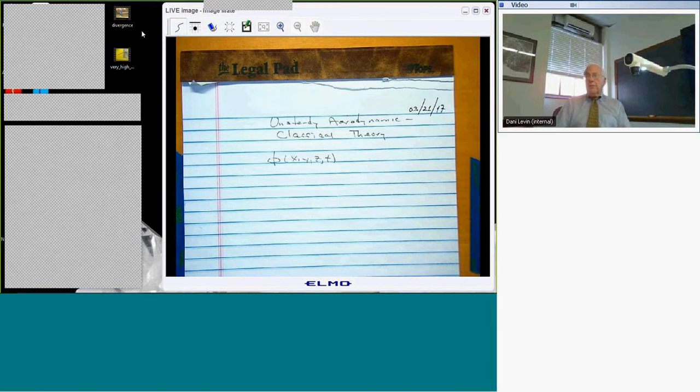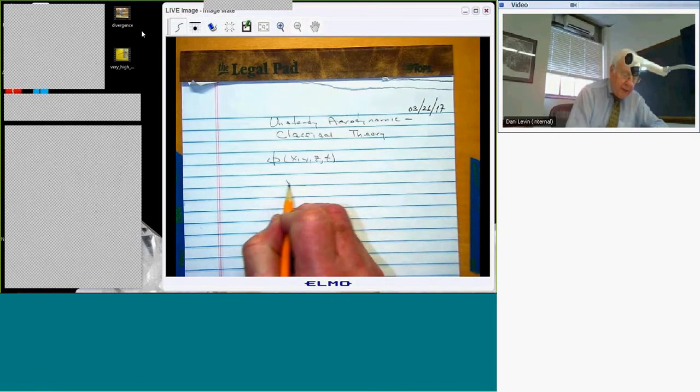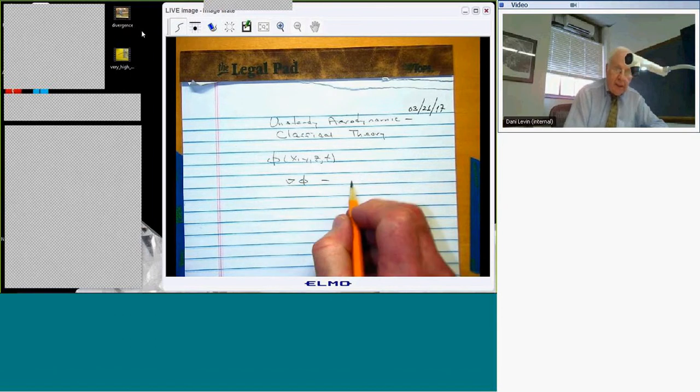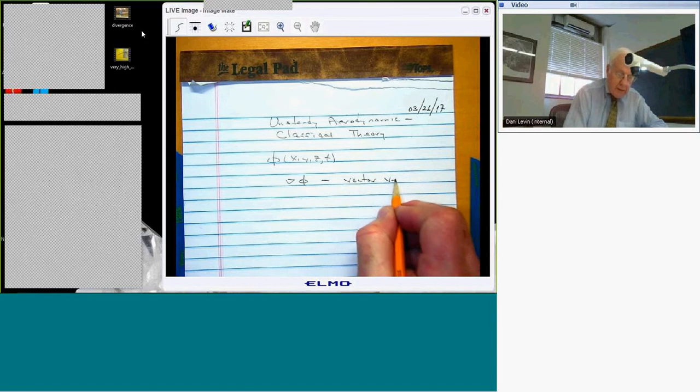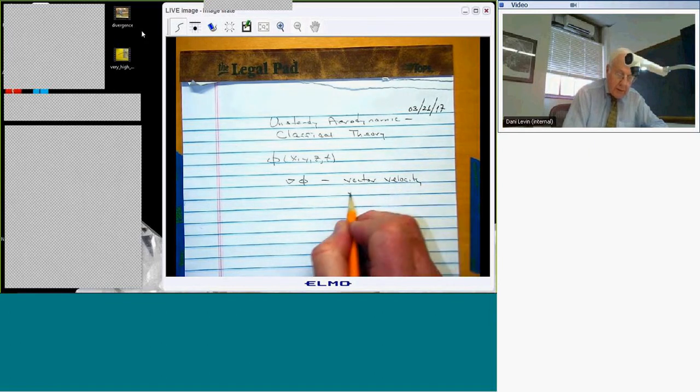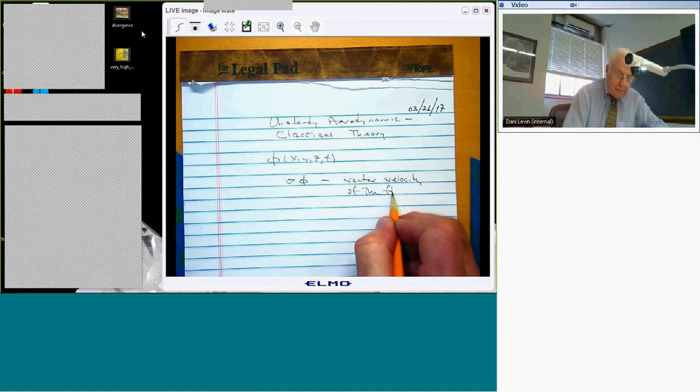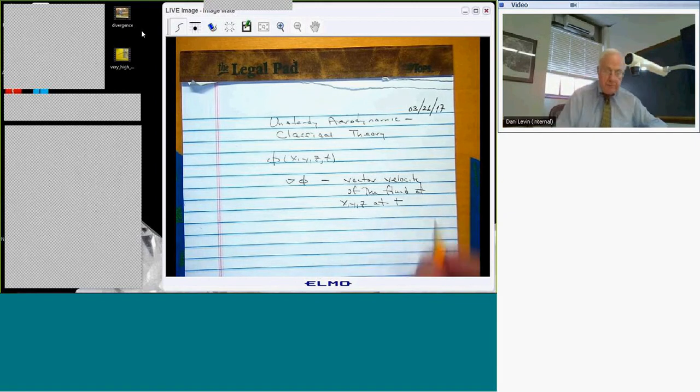fields. And the reason we call it a velocity potential is because if we take the gradient of this potential, like all good potentials, we get something. In this case, we get the velocity. That's why it's called the velocity potential. So the gradient of phi gives you the vector velocity of the fluid at a point x, y, z at time t, right? That's what it does.